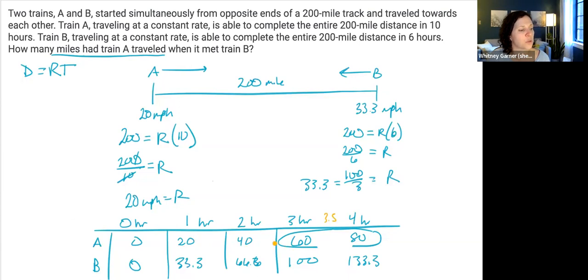So in half an hour, this one's only gone 10 miles. This one's gone 15, 16 and some change. So about 100 and let's call it 17. At this point, they have not quite met one another, right? Train A has gone 70. Train B has gone 117. So we're at like 190. So we need another little bit of time. I'm going to choose the one answer that is between 70 and 80. I've never seen a problem where you had to be any more granular than that. That was always enough.